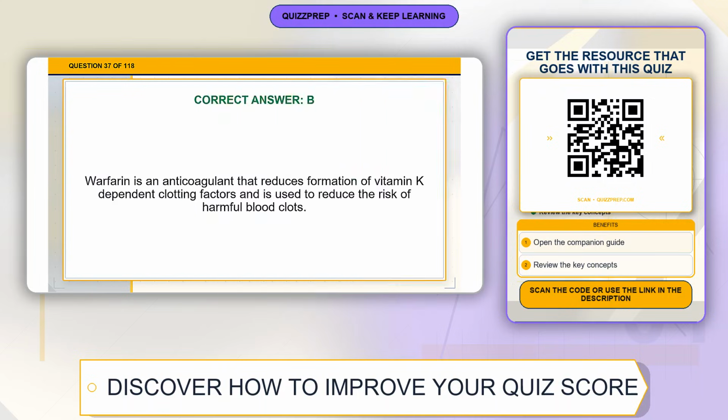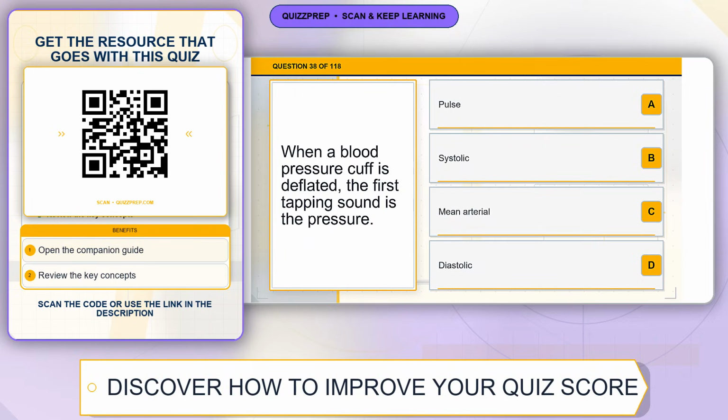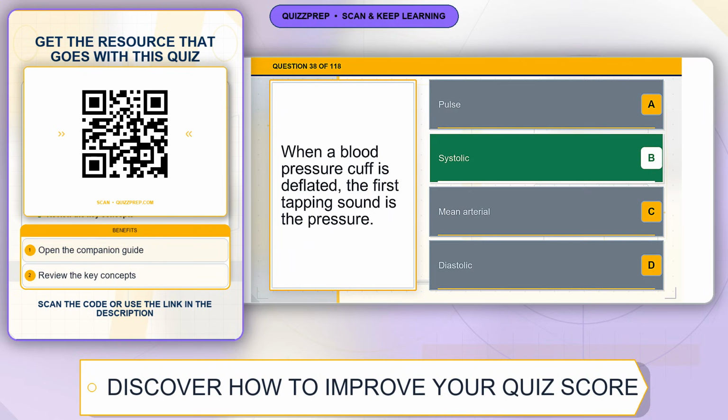Explanation. Warfarin is an anticoagulant that reduces formation of vitamin K-dependent clotting factors and is used to reduce the risk of harmful blood clots. Question 38. When a blood pressure cuff is deflated, the first tapping sound is the pressure. Option A, pulse. Option B, systolic. Option C, mean arterial. Option D, diastolic. The correct answer is option B, systolic.